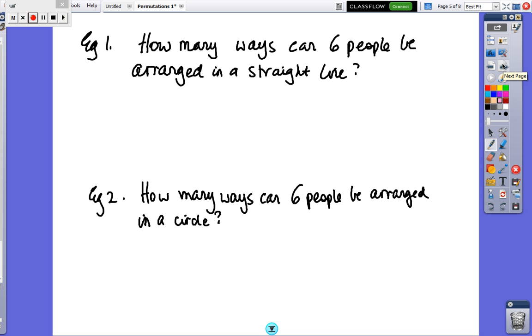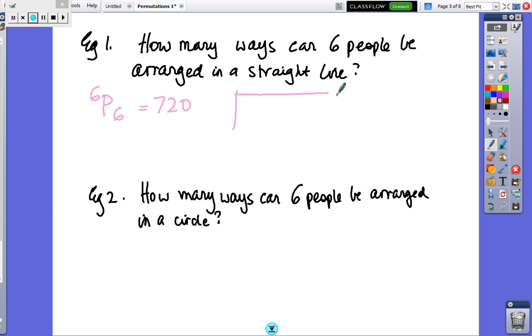Okay, so example 1, how many ways can 6 people be arranged in a straight line? So using the nPr approach, we've got 6 people and we want to arrange all 6. So that'll be 6 people to be arranged from 6 people. So on your calculator, we've got 6 shift nPr 6 equals 720 again.